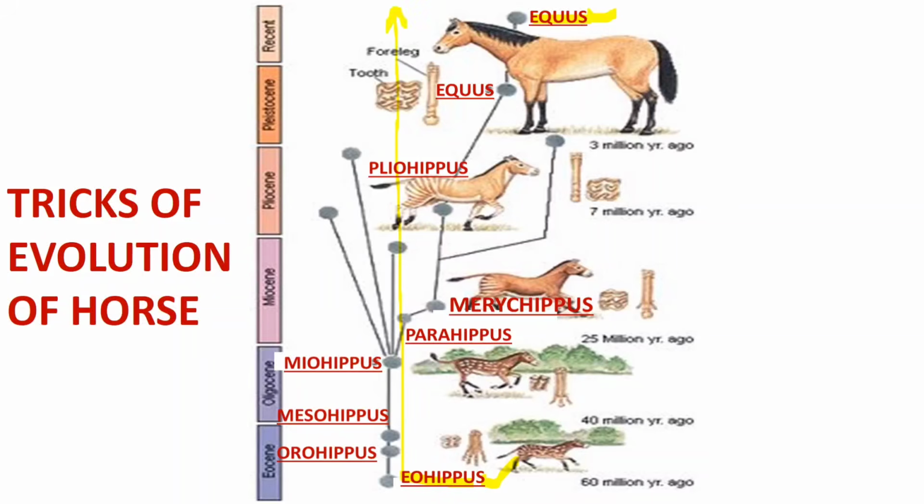So in this we are first going to see the characteristics. If you want to see the tricks of evolution of horses directly, then I will mention the timing of the tricks in the description box and you can directly see the tricks. So let's get started first with the characteristics.